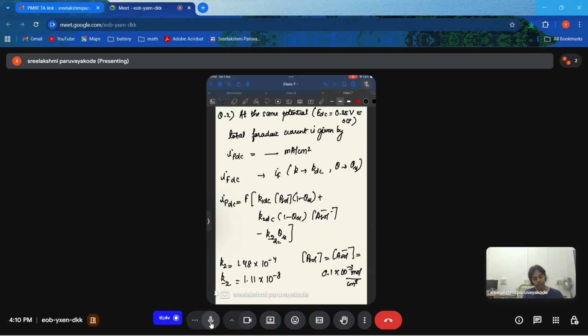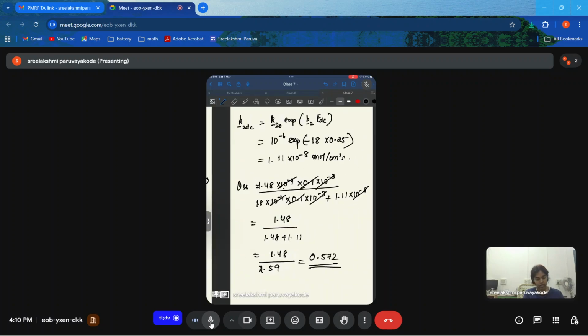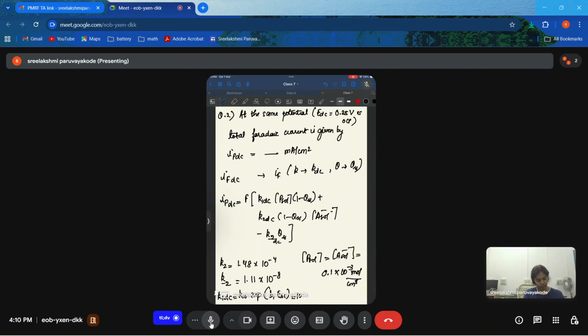Now how to find out K1 DC? K1 DC equals K1 naught exponential of B1 EDC. K1 0 we have written as 10 to the power minus 5, exponential of B1 EDC. B1 is 20, EDC is 0.25. So it is nothing but exponential of 5, equal to 148.41 into 10 to the power minus 5, in whichever unit applies. Once you get this, you have got all the values. You have to substitute it and find the solution.